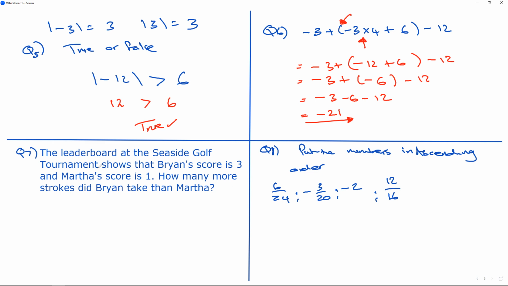The leaderboard at Seaside Golf Tournament shows that Byron's score is 3. Let's put it as the letter B. Byron's score is 3, and Martha's score is 1. Let's put it as M equals 1. How many more strokes did Byron take, or Brian, sorry, not Byron, Brian take than Martha? So what that means is, how many more strokes did Brian take? So how much more is 3 from 1? And the answer is 2, because 3 minus 1 equals 2.